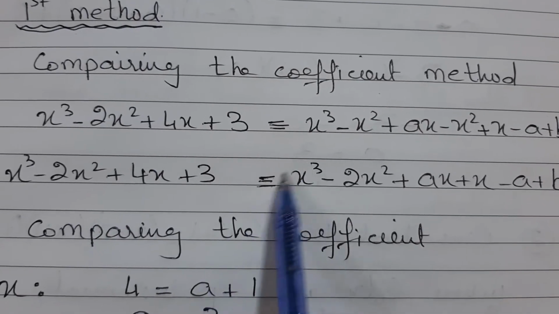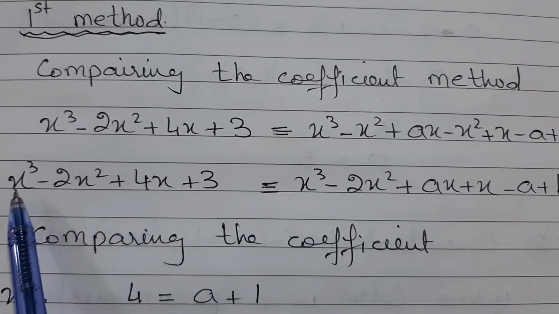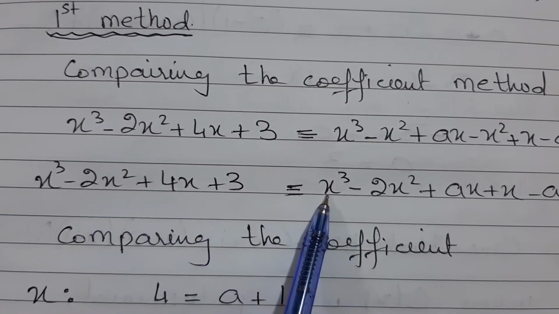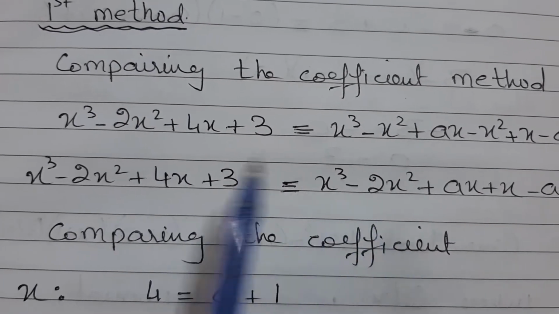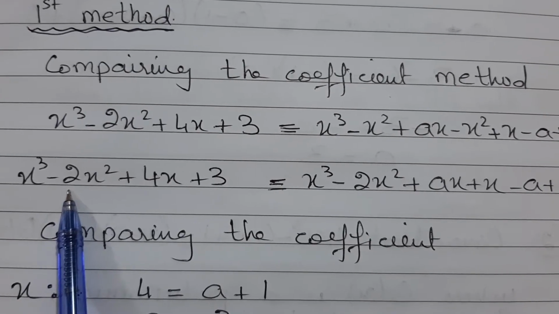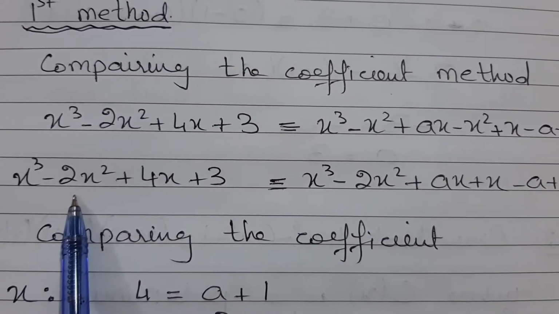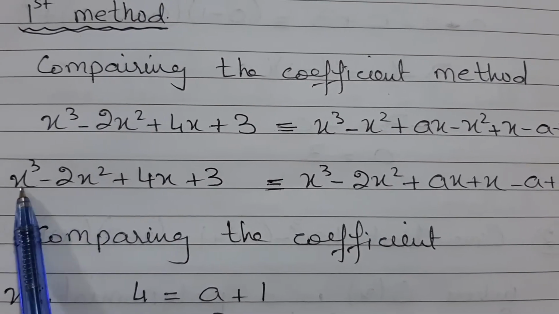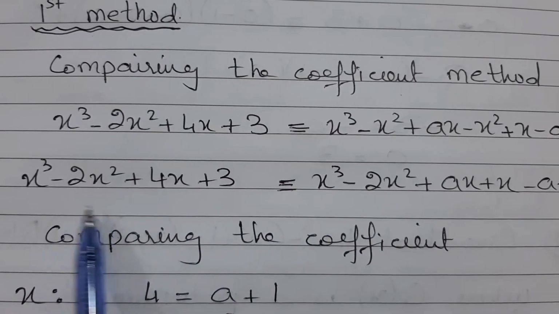Now I will compare the coefficient. X cube and x cube is same, forget it. Second term is minus 2x square. Okay, so you don't need it, because there is nothing unknown. You have to find the value of a and b. There is no a or b in these 2 terms, so leave them.